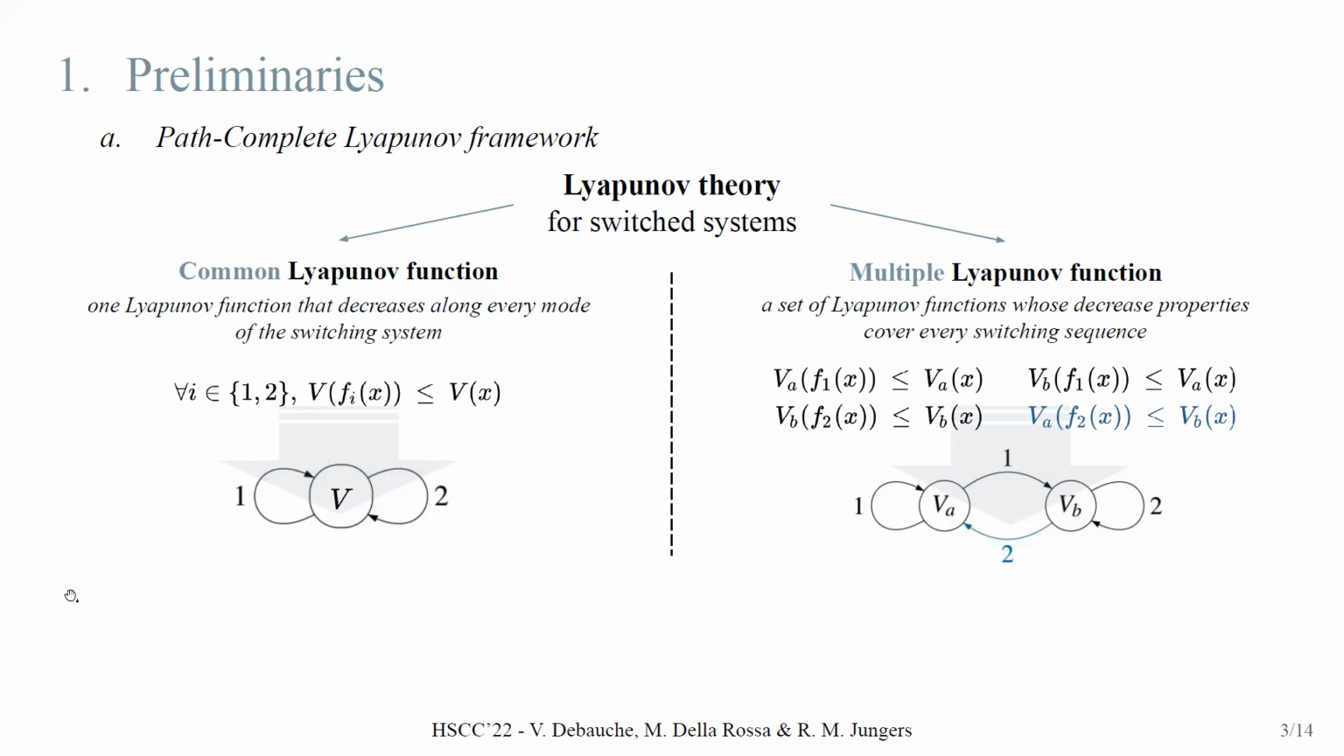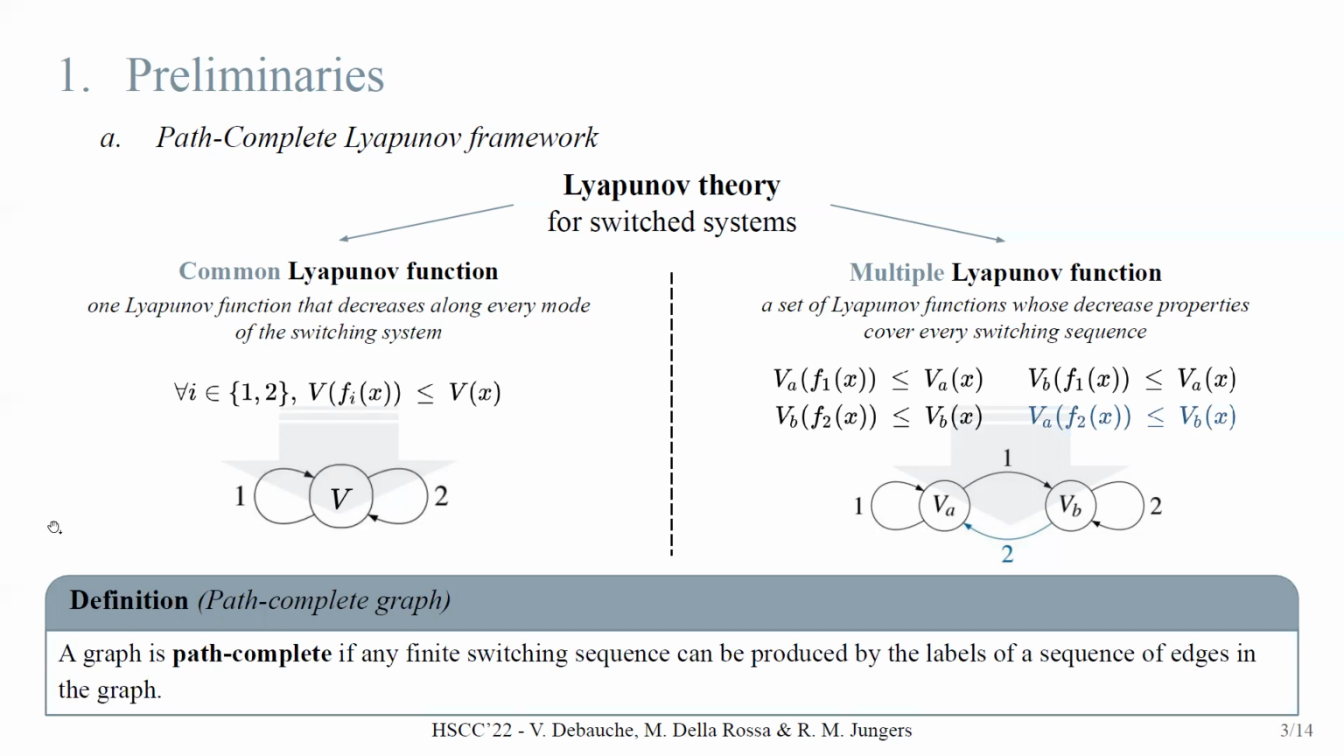This construction actually provides a correspondence between a set of inequalities and a graph. But we still have to be careful, because we know that not all the sets of inequalities prove the stability, and it is actually the case for the graph. The key property to get a valid stability certificate is the path completeness, which means that one has to be able to create any finite switching sequence with the labels of the edges of the graph.